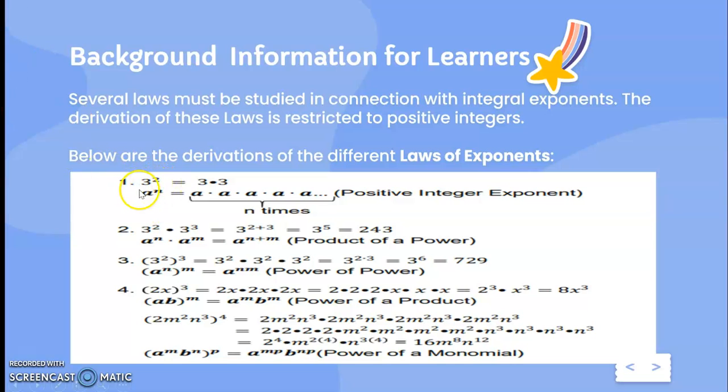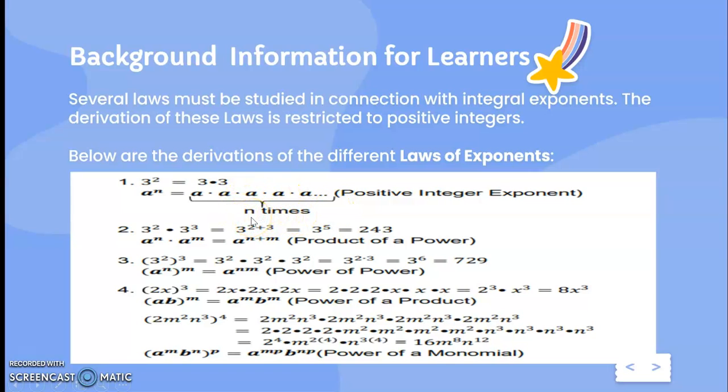First, if we have 3 squared, that means if we are to expand it, that is 3 times 3. As you can still remember, I have discussed it in MELC 4, 5, and 6, I think. They are the expanded form. Okay, so here we have a raised to n equals a times a times a times a times a, and so on and so forth. And here, we take a as a factor n times.